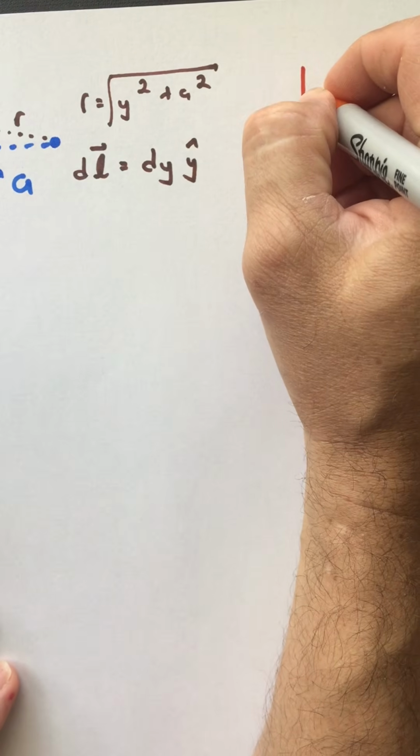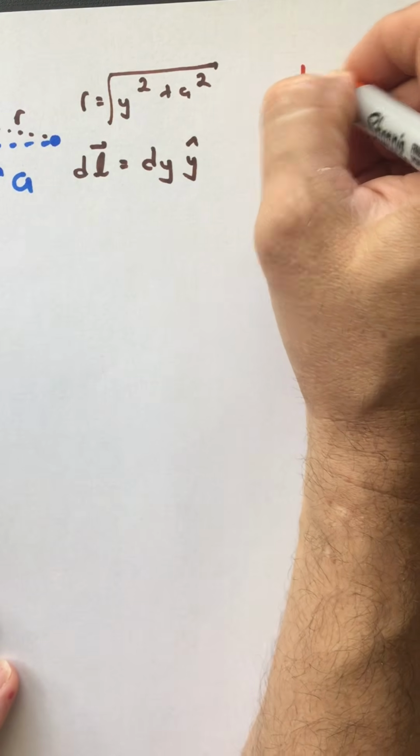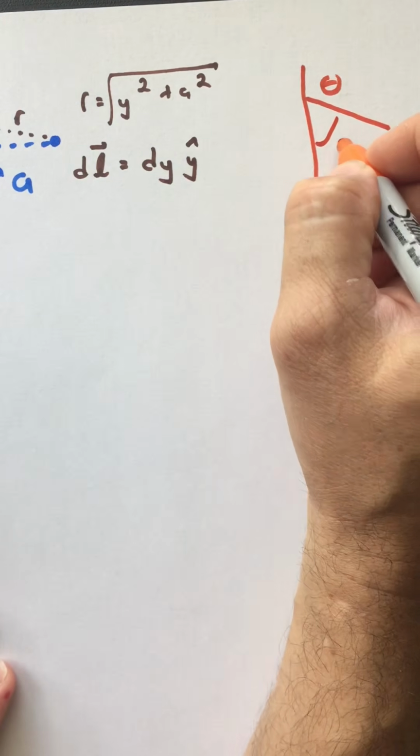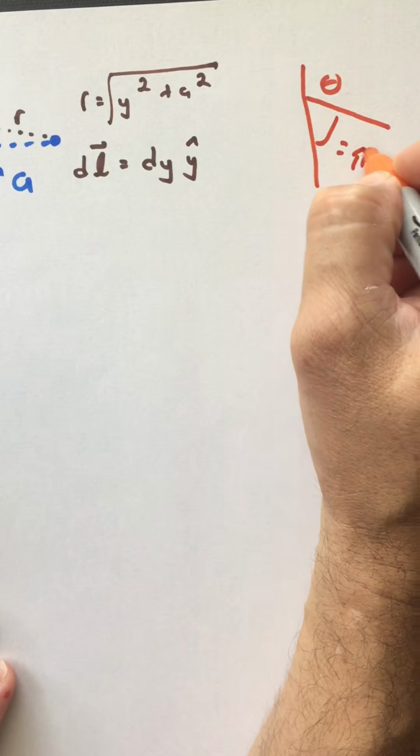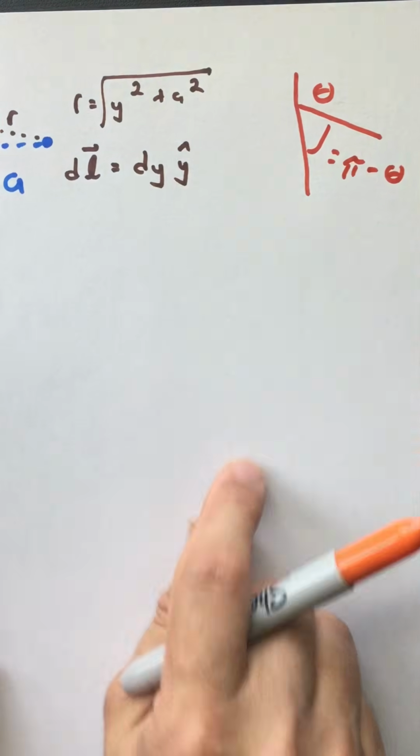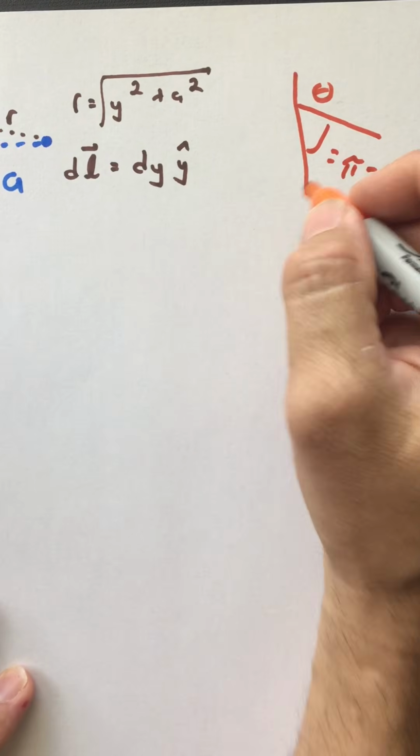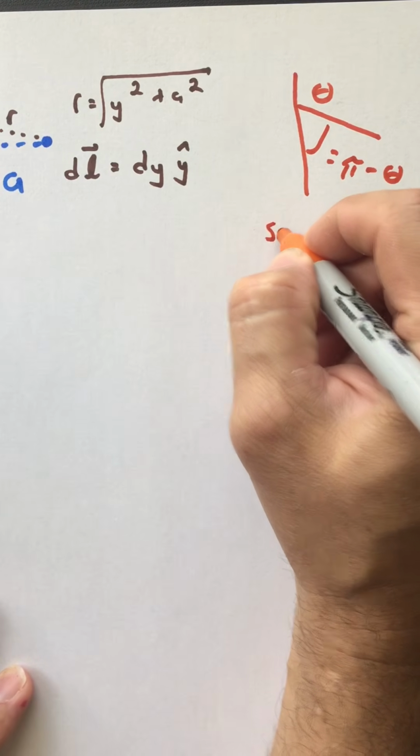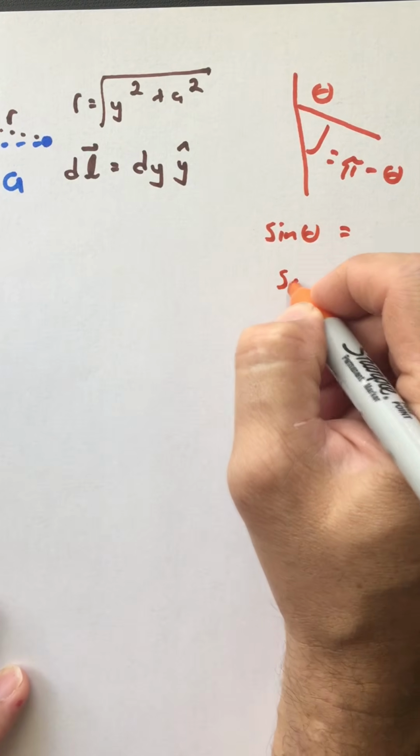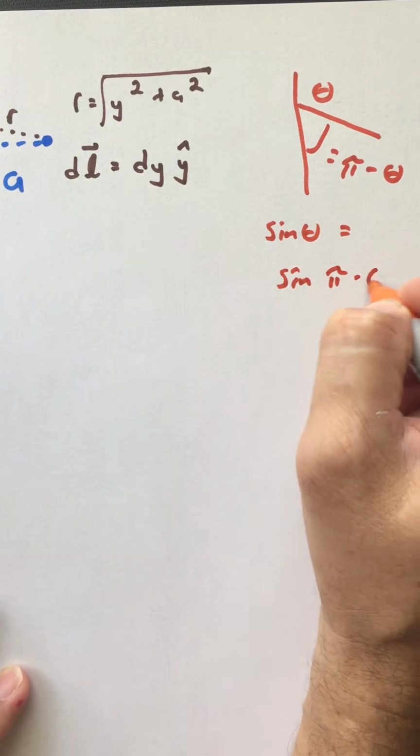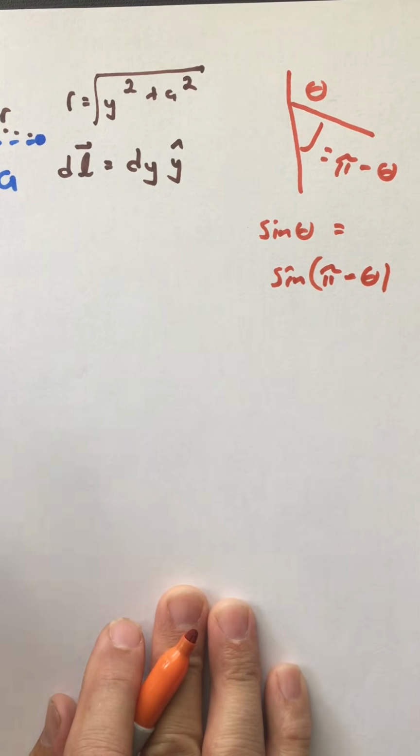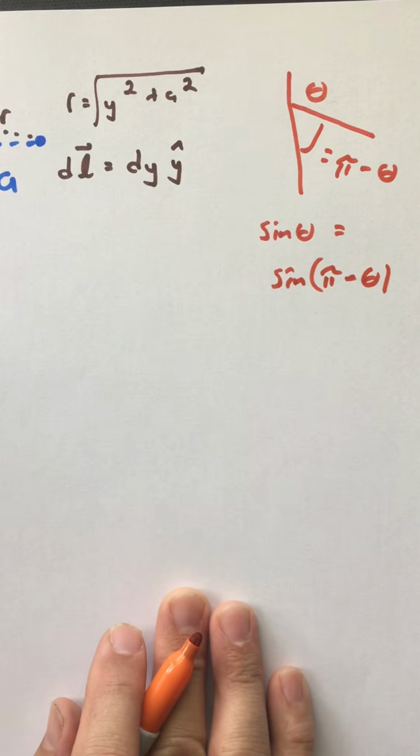So if this is theta, which it certainly is, then this, of course, is equal to pi minus theta, right? Pi would be our 180 degrees. And let me remind you of the trig here. Sine of theta is equal to the sine of pi minus theta.